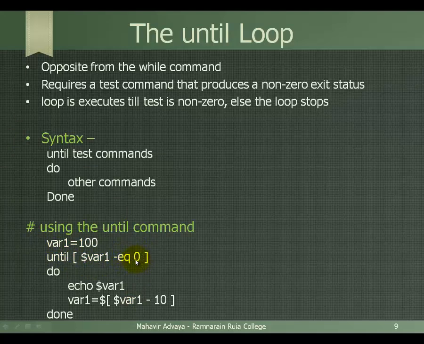Till it is non-zero, till it becomes 0, it will keep on executing. So it requires a test command that produces a non-zero exit status. Once it becomes 0, it will stop and will not iterate in the loop. So until $var1 equal to 0, echo $var1. Again here we are displaying the numbers from 100 to 0 and decrementing by 10 after every iteration.